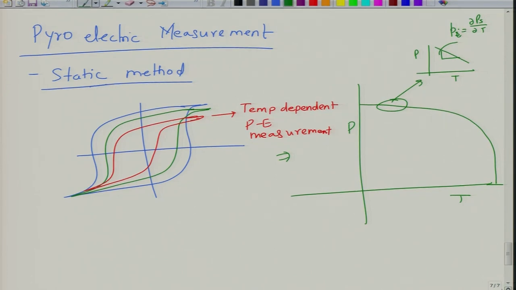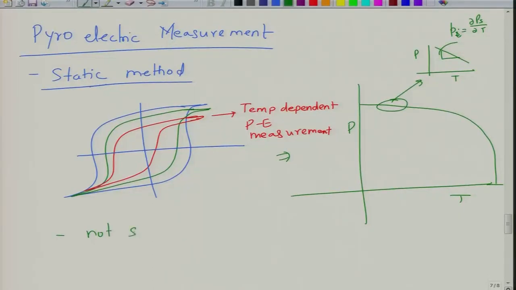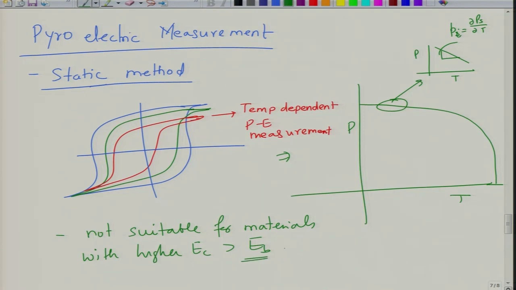But the problem is that in this case it is not suitable for materials with a higher coercive field, which could be higher than their breakdown field. If the coercive field is very high, especially if it is more than the breakdown field, then it leads to conducting samples, and it's not a very useful measurement.